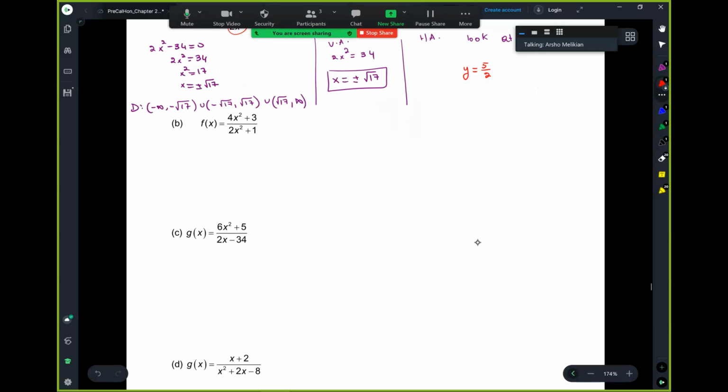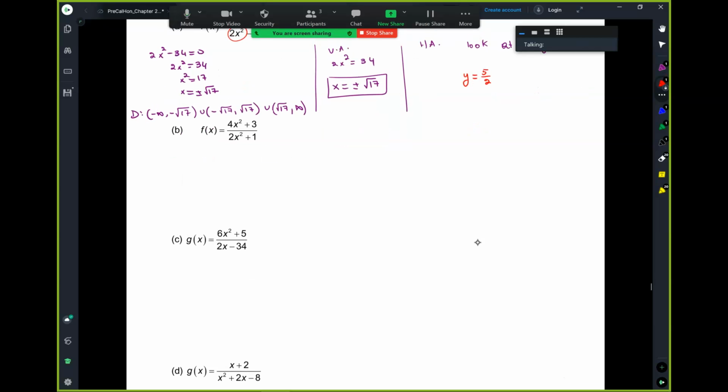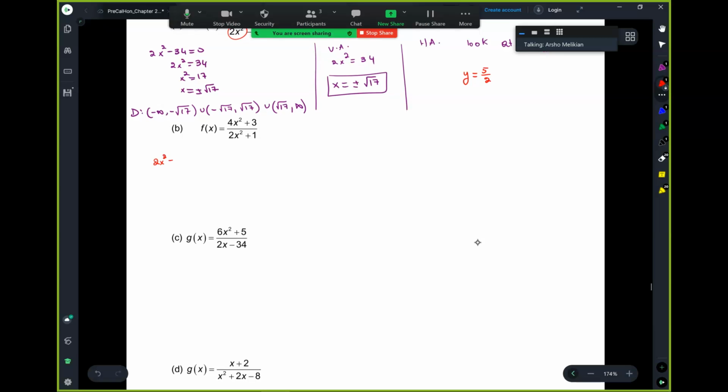Let's do another one. Here. Let's see where the denominator equals 0. 2x squared plus 1 equals 0. 2x squared equals negative 1. x squared equals negative a half. x is plus or minus root negative a half. What is that? What kind of number is that? That's an imaginary number, right? So what does that mean?